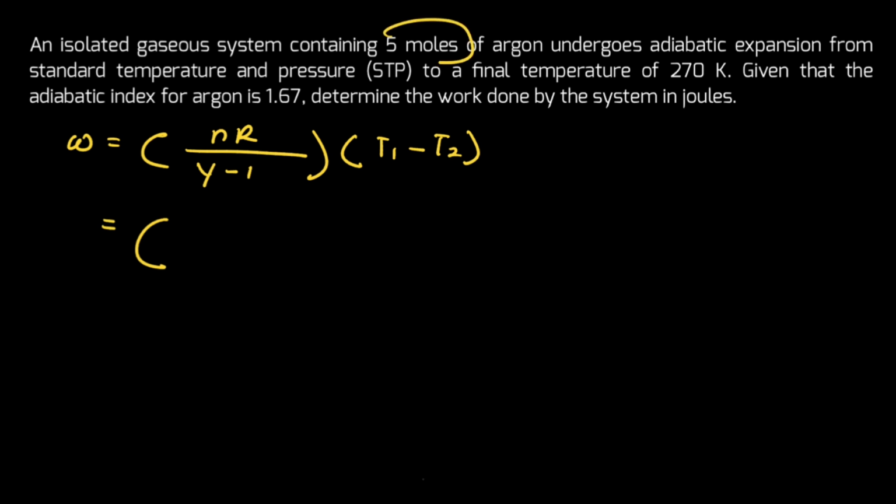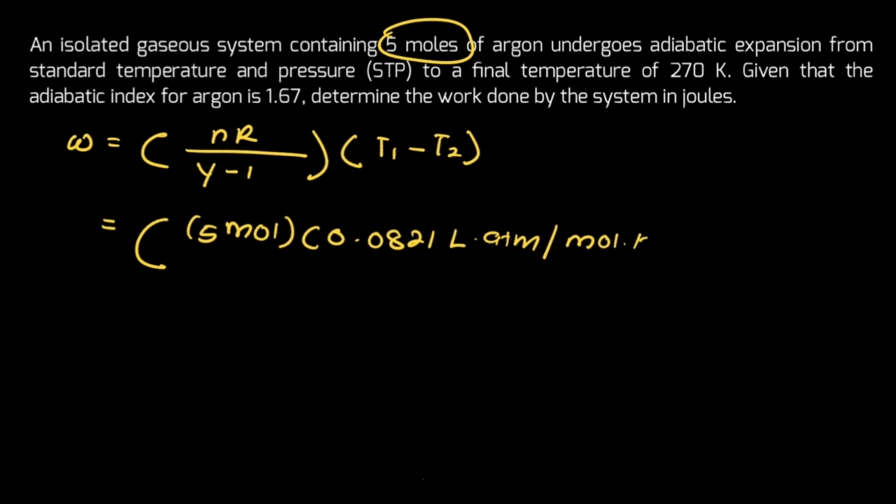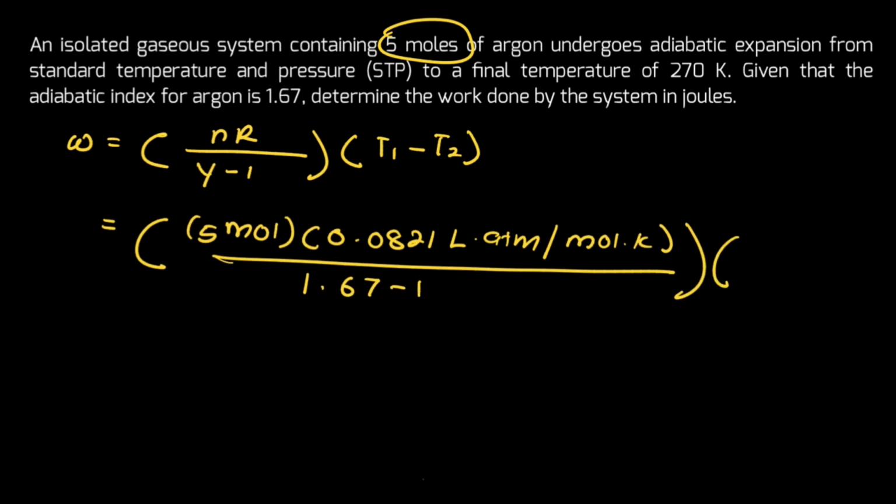Right, so in the question it is given 5 mole, so here is 5 mole. And your R should be equivalent to 0.0821 liter atmosphere divided by mole Kelvin. Right, all these things divided by 1.67 minus 1. And then your T1 is 273 minus the T2, which is 270.